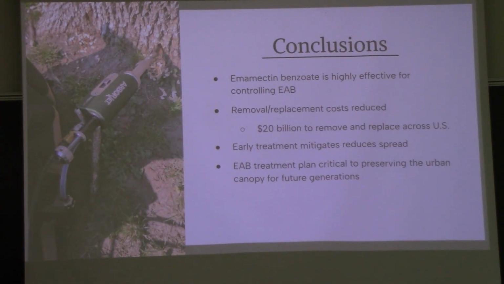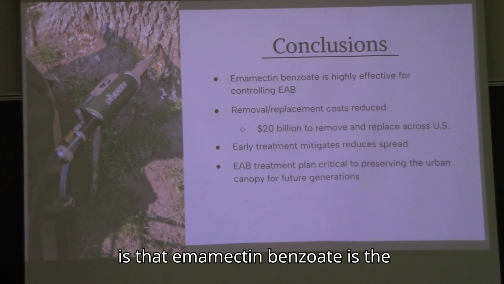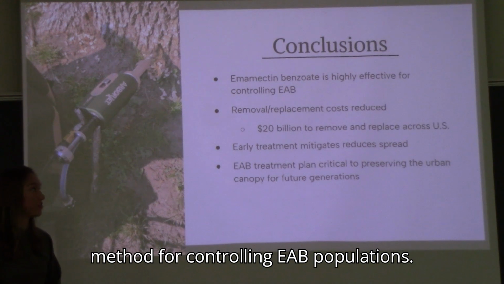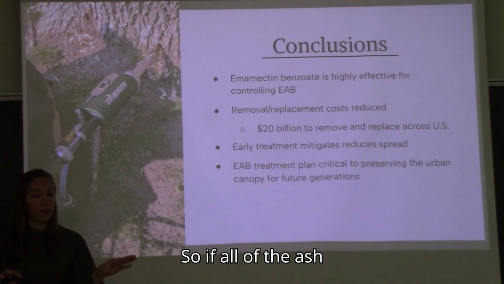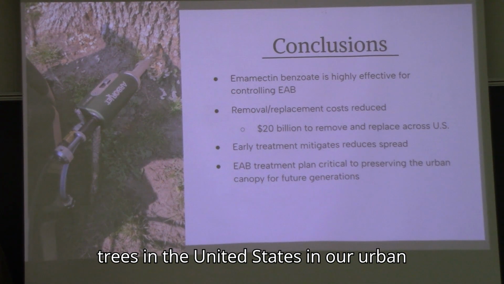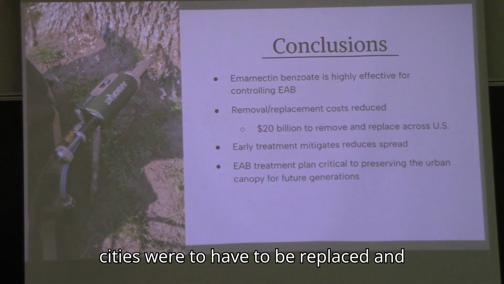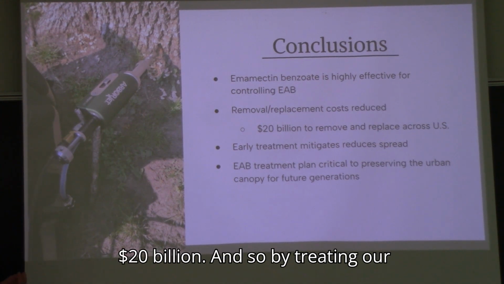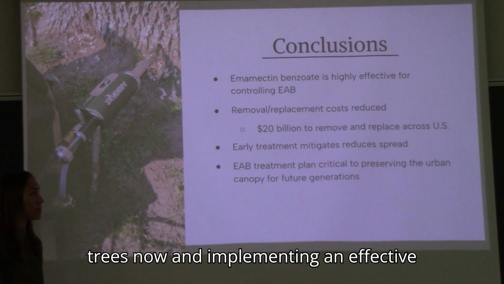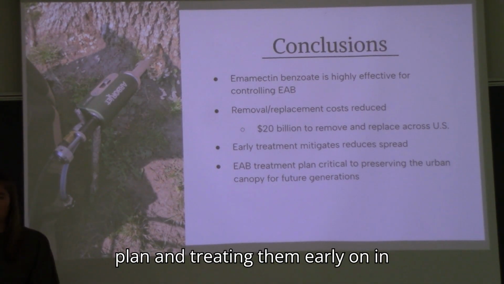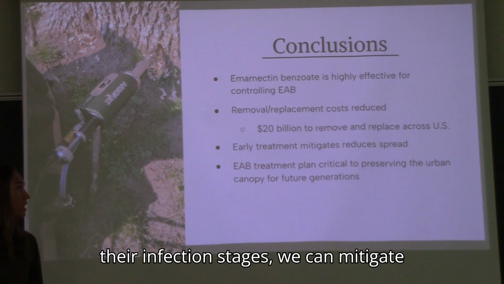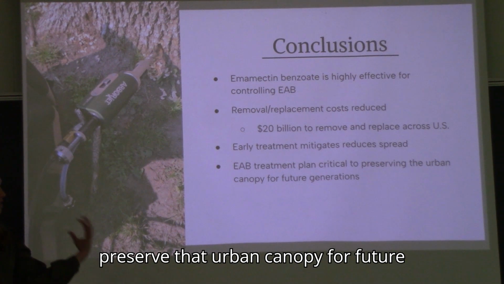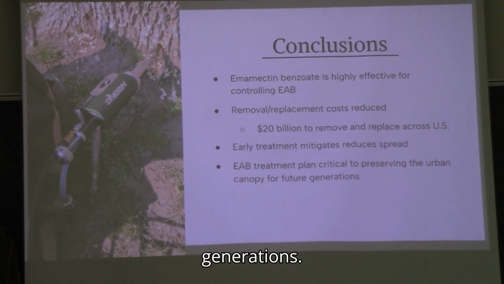So the main takeaway I want all of you to get from this is that emamectin benzoate is the most efficient and effective method for controlling EAB populations. If all of the ash trees in the United States, in our urban cities, were to have to be replaced and removed, that would total over $20 billion. And so by treating our trees now and implementing an effective plan and treating them early on in their infection stages, we can mitigate these costs or postpone them so that there's less damage and we can preserve that urban canopy for future generations.